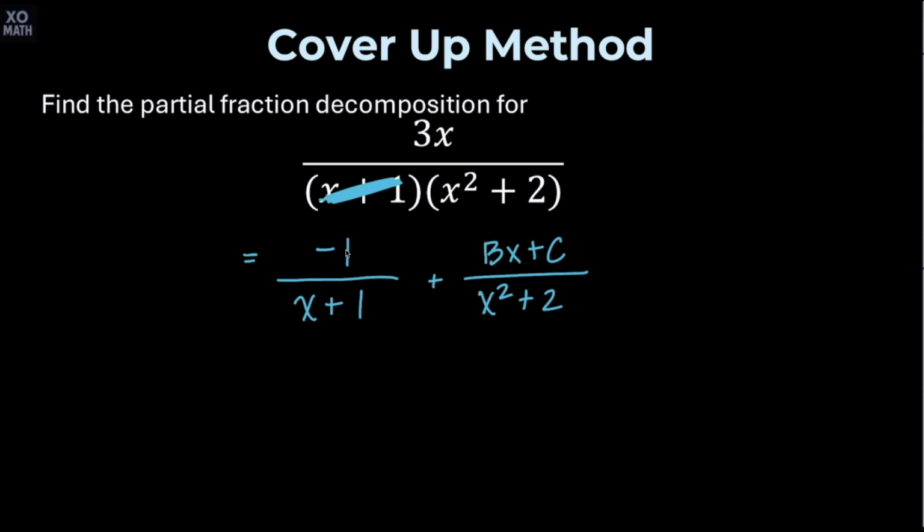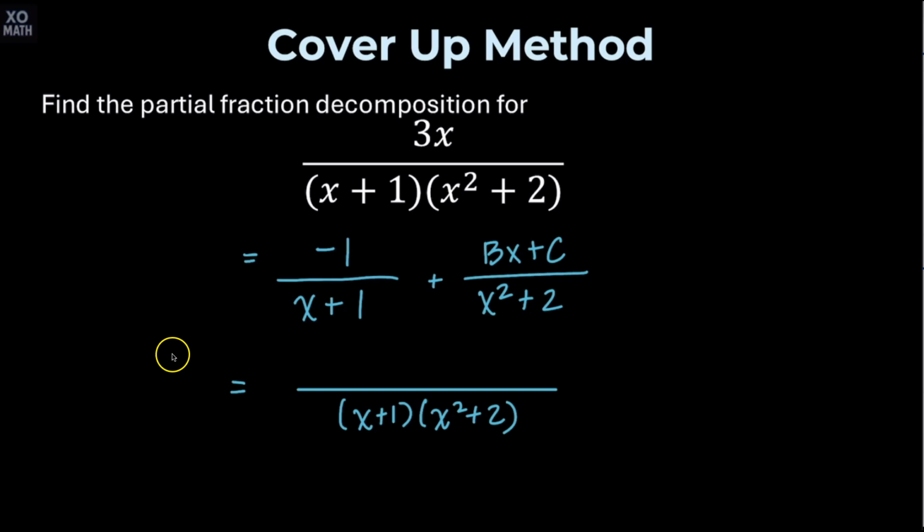But we're stuck finding b and c with more traditional methods. And so if you recall, with these partial fraction problems, we create the partial fractions and then we want to put it back together. So here, if we put it back together, the common denominator will of course be the original denominator, x plus 1 times quantity x squared plus 2. And then the new numerator will be -1 times x squared plus 2 plus my bx plus c times x plus 1.